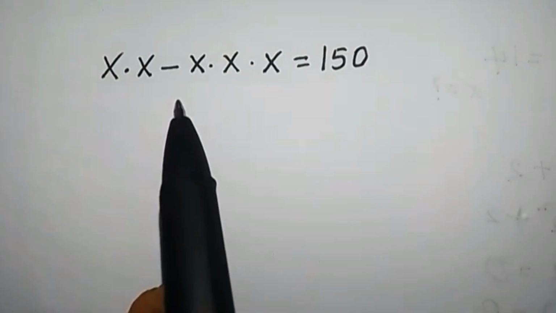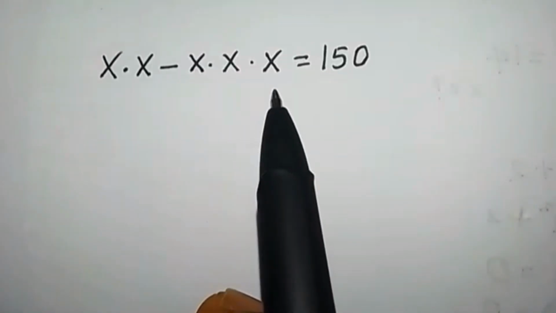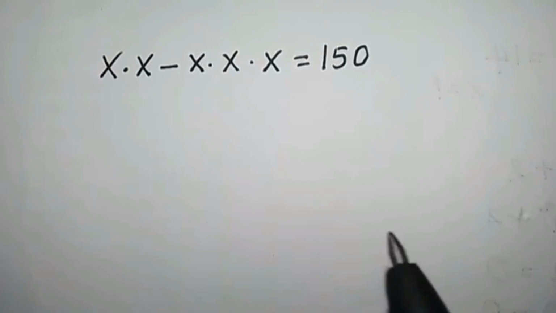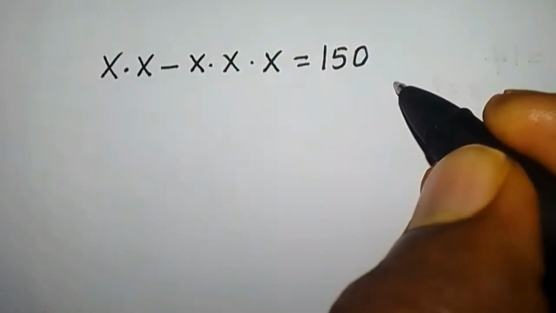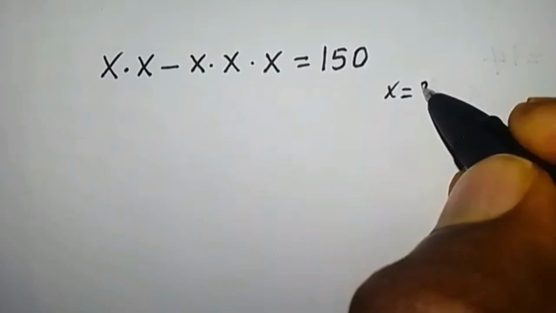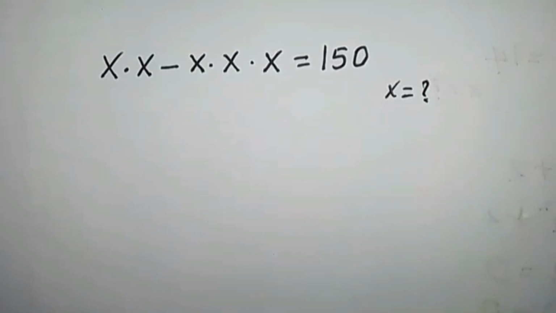x times x minus x times x is equal to 150. We simply want to find the value of x. So without further delay, let us begin.